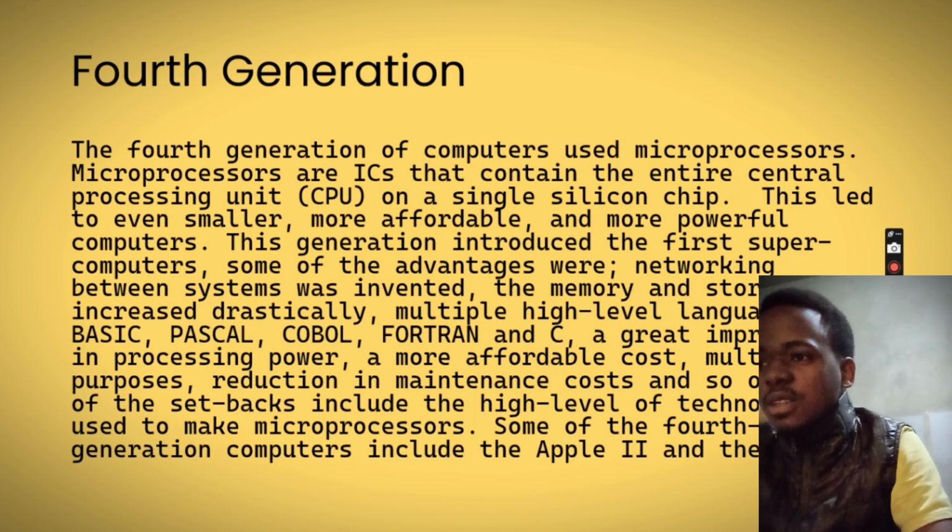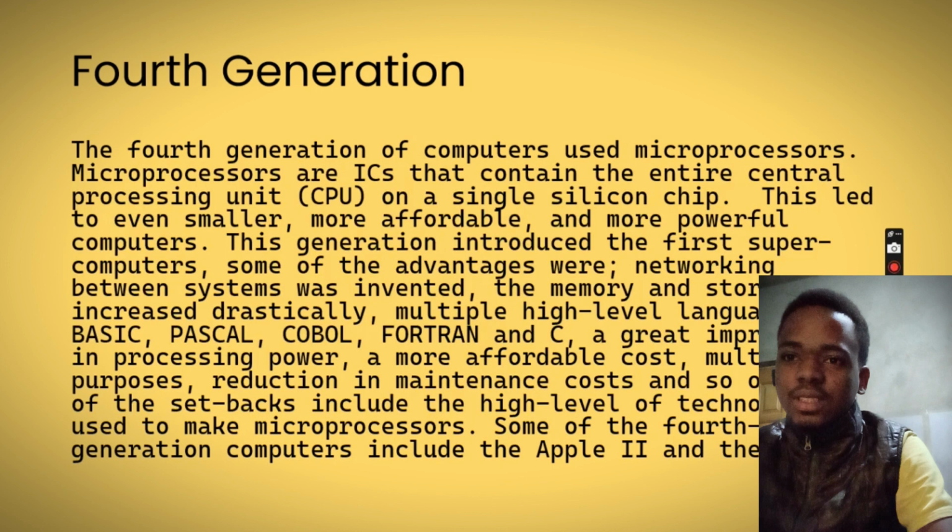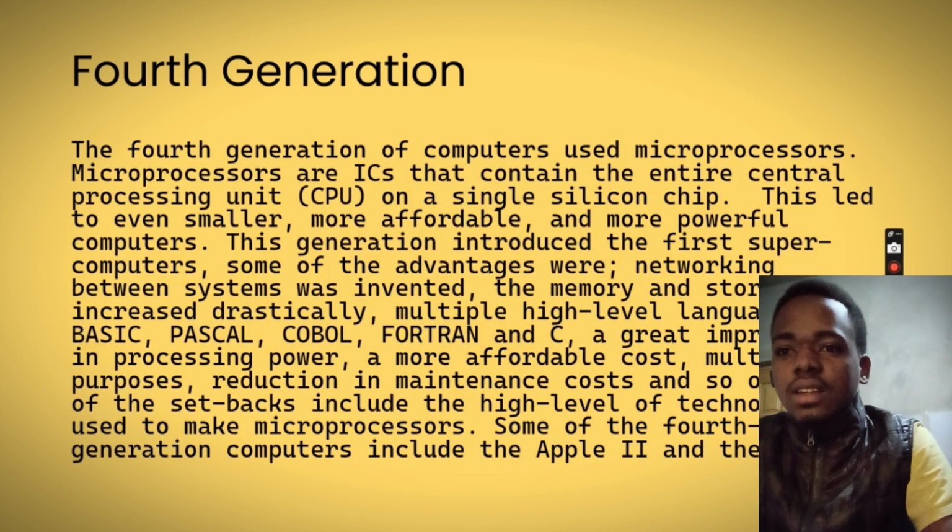So, fourth generation. Firstly, these computers used microprocessors. Now, microprocessors are integrated circuits that contain the entire central processing unit on a single silicon chip. More on that. It is a highly integrated device that executes instructions and performs calculations for various tasks. Microprocessors are a crucial component in most computing devices, from personal computers to smartphones, embedded systems, and more.